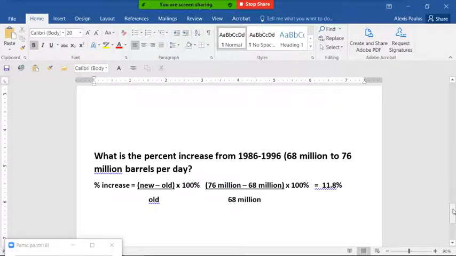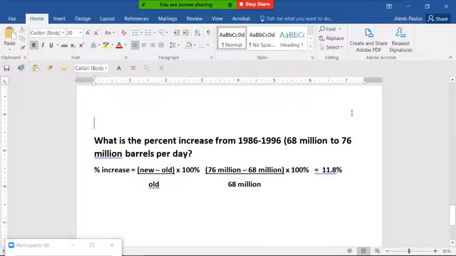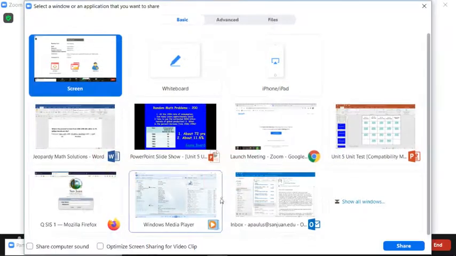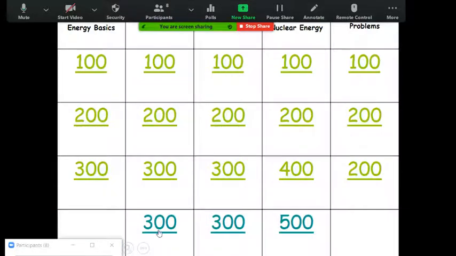Any type of problem where it's a percent increase, it's the new number minus the old number divided by the old number multiplied by 100%. So we got 76 million minus 68 million. So obviously that's 8 million divided by 68 million times 100, which means you just simply move the decimal place 2 places to the right and add a percentage. That gives you 11.8%. And if I'm not mistaken, this is the last math calculation in the Jeopardy. Let me go back to this screen. Voila. All right, you guys, let's finish these up.